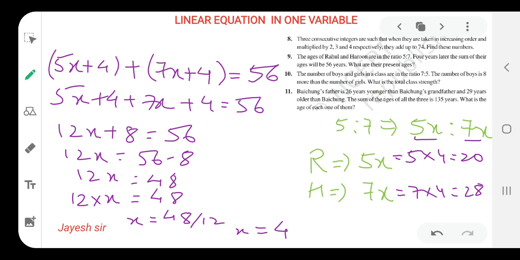Yes friends, in this way we have found the ages of Rahul and Harun: 20 years and 28 years. I hope you all might be getting it. So don't forget to write the unit, that is 20 years and 28 years. I hope you all have understood.